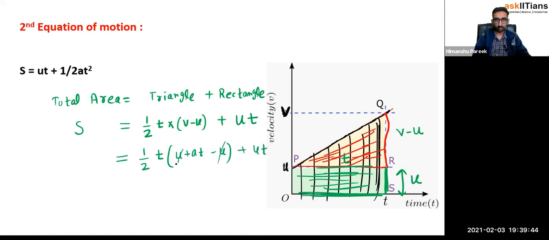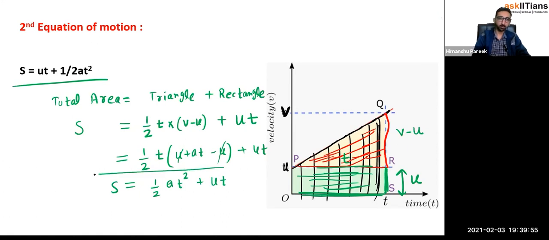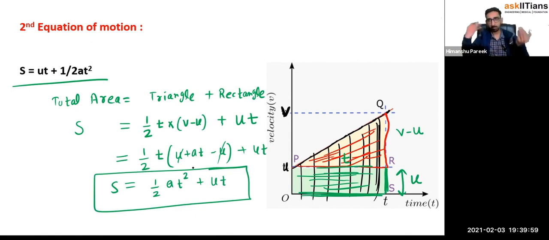The u and u terms will get cancelled out. So you will get half at square plus ut. That's the total displacement. So that's how we get the second equation of motion. Simply calculate the area under the curve. How can you remember it?